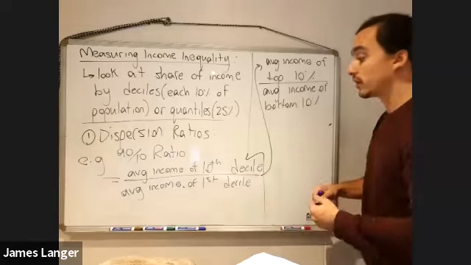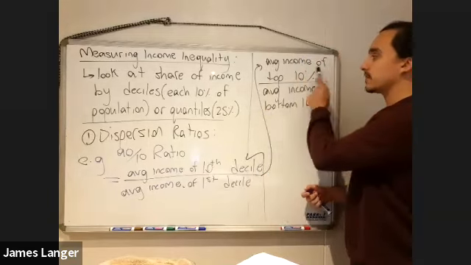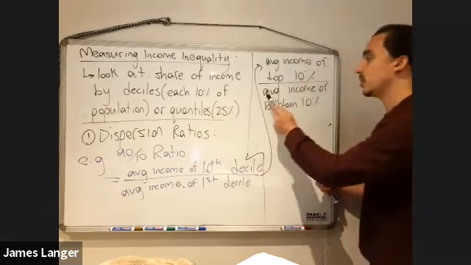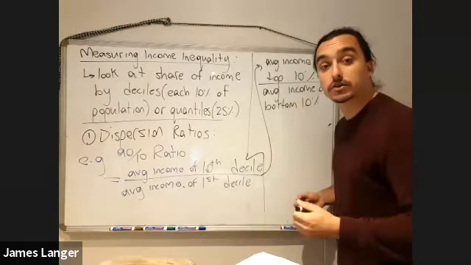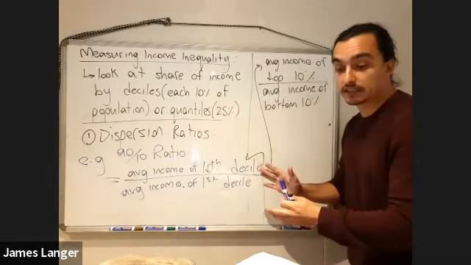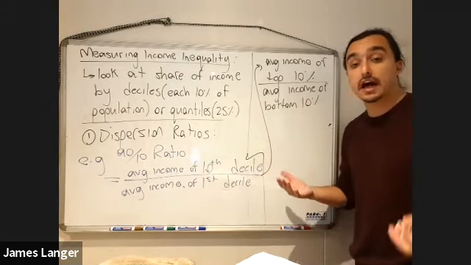So the 10th decile is the last decile, and that's the average income essentially of my top 10%, whereas the average income of the first decile will be the average income of the bottom 10% in the income distribution. Okay, so that's my 90-10 ratio. That is an example of a dispersion ratio. You can get other dispersion ratios.